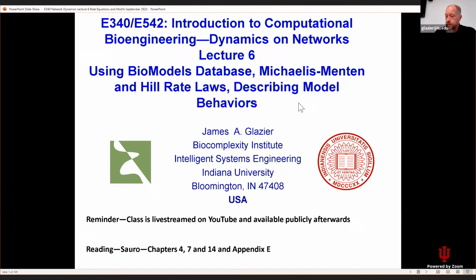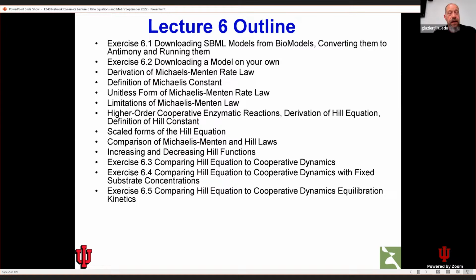So the outline today is I want to cover something that I've done with people individually, but is important enough that I'd like to review it, which is how to find and download SBML models from BioModels database and convert them into antimony and run them. I realized when we did this with some of the students that the documentation of the antimony tellurium cheat sheets is a little out of date. And so I want to make sure that you have the correct syntax for that, a little bit of experience for that.